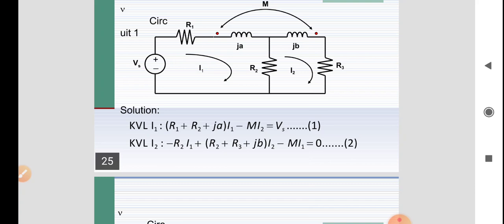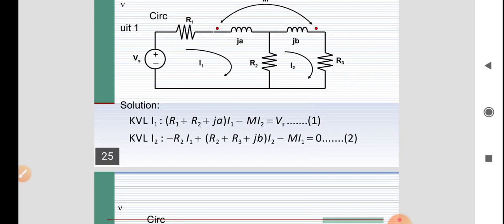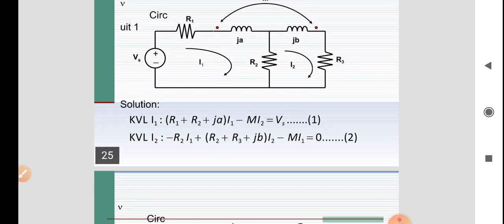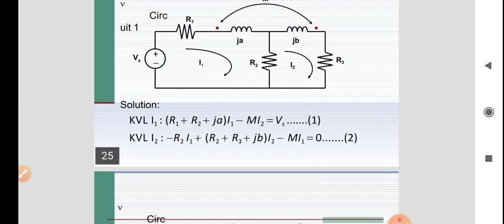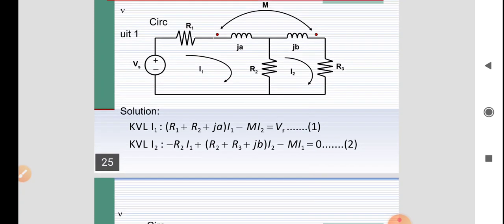In the first loop, the dot is there, and the reference current is I1, because I am writing the KVL expression for the first loop. The I1 current is flowing from dot to coil, but the opposite current is flowing from coil to dot. As both are in opposite directions, as we just discussed, if the currents are flowing in opposite directions, the mutual inductance has a negative value. That is the reason I am writing minus M.